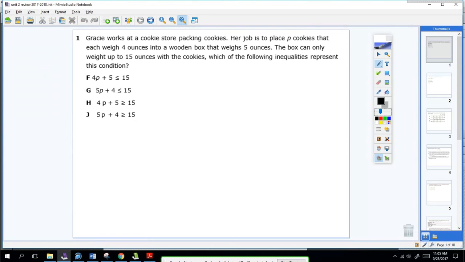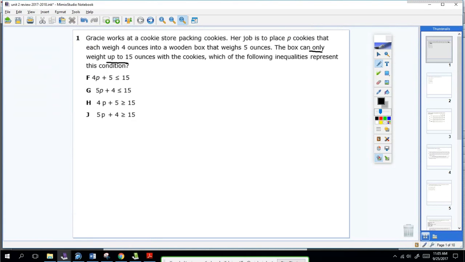So Gracie works at a cookie store baking or packing cookies, it doesn't matter. Her job is to place P cookies that each weigh 4 ounces into a wooden box that weighs 5 ounces. The box can only weigh up to 15 ounces with the cookies. Which of the following inequalities represents the condition?